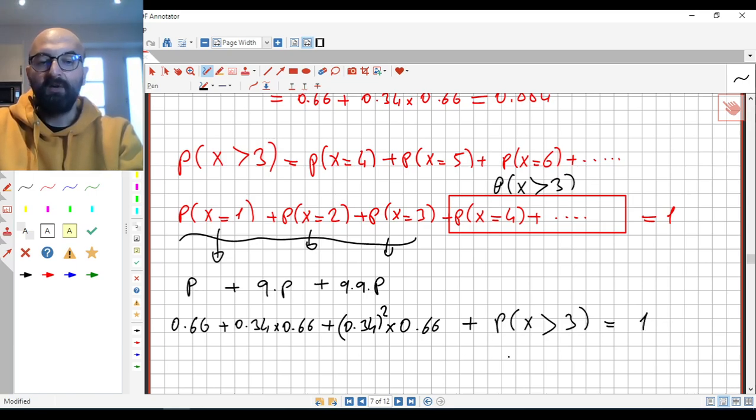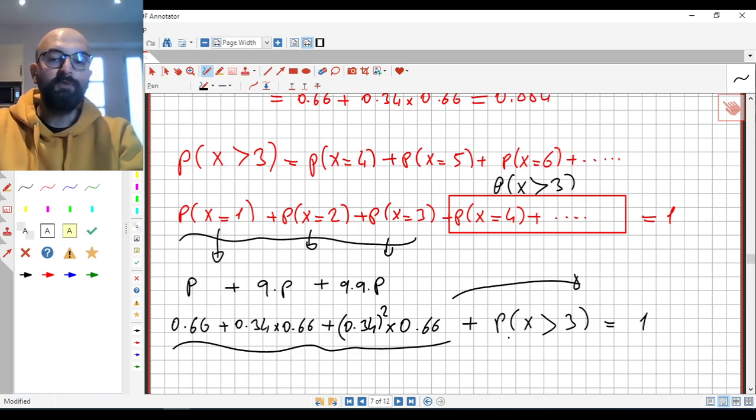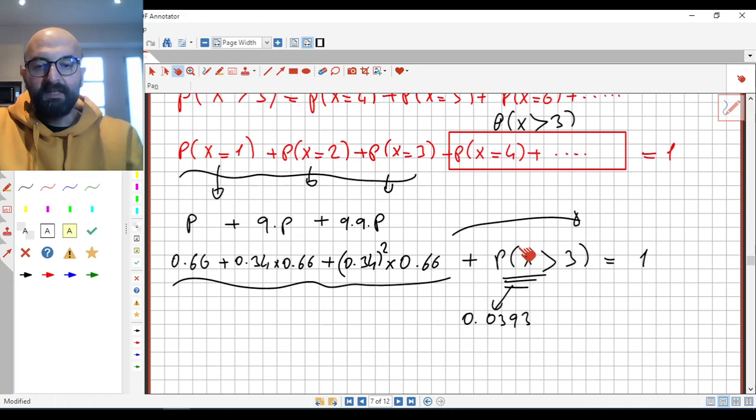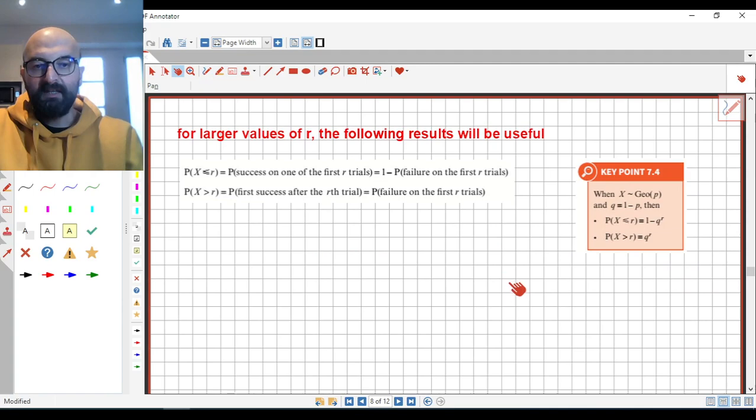And then 1 minus this part, we will receive what we are looking for. And then I want to write the result. It is 0.0393.